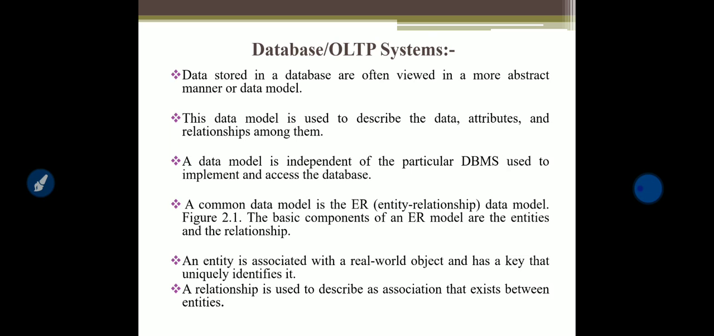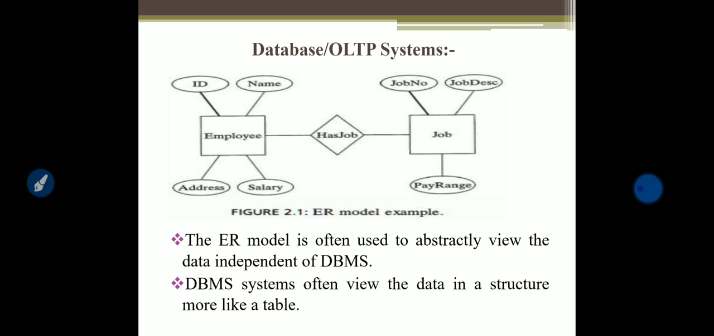An entity is nothing but a real world object which is associated with real world things and which has a distinguishable property, which is uniquely identified by its values. A relationship is used to describe the association that exists between the entities, or you can say between more than one entity. So this is the ER model.